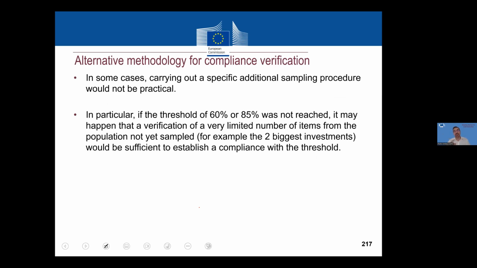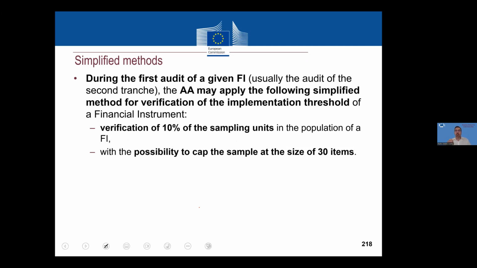An important notice, information that is of extreme importance: in some cases, carrying out an additional sampling procedure may not be practical, in particular if the threshold of the 60 or 85% was not reached. It may happen that the verification of a very limited number of items from the population not yet sampled can do the trick. For example, if you just select the 2 biggest investments, this will be sufficient to establish compliance with the threshold. What I meant by very important was not that, but what is in this slide.